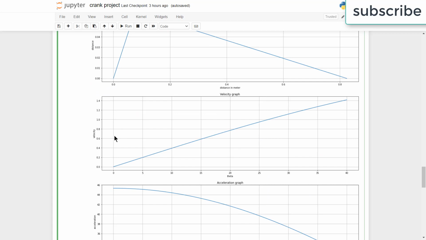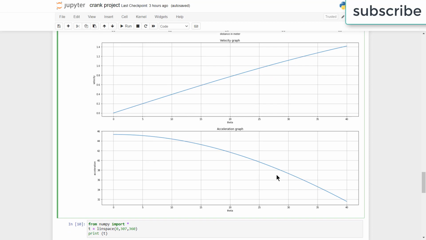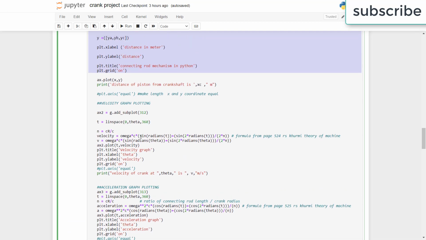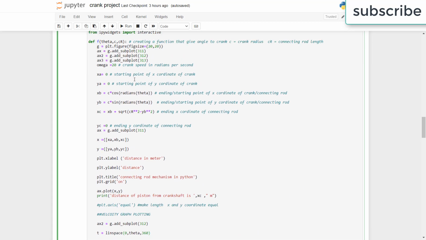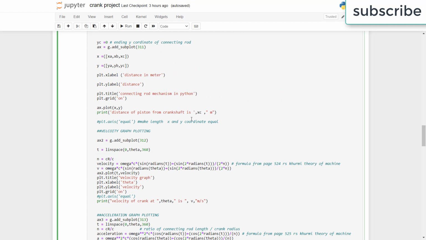So what I'm going to teach in this video is how I plot the velocity graph and the acceleration graph. I have basically used subplots for my acceleration and velocity diagram, and there are three parameters: theta, basically the angle from 0 to 360 degrees, c is basically the crank radius, and CR is basically the connecting rod length. Now let's see how I calculate the velocity.